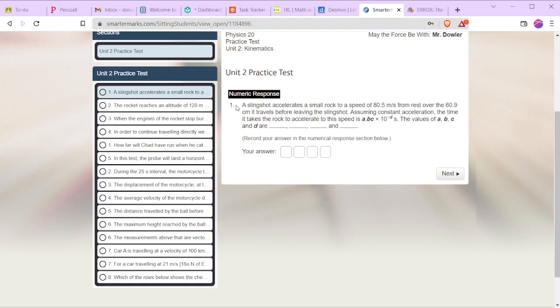Right, so numeric response number 1. A slingshot accelerates a small rock at a speed of 80.5 meters per second from rest over the 60.9 centimeters it travels before leaving the slingshot. Assuming constant acceleration, the time it takes the rock to accelerate to this speed is a.bc times 10 to the negative d. The values of a, b, c, and d are.